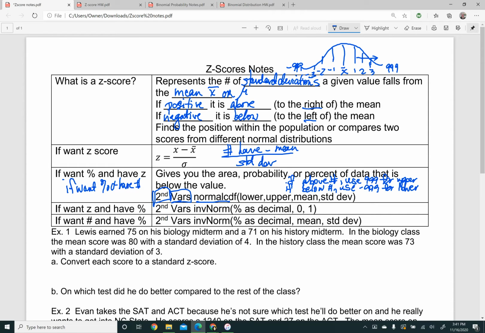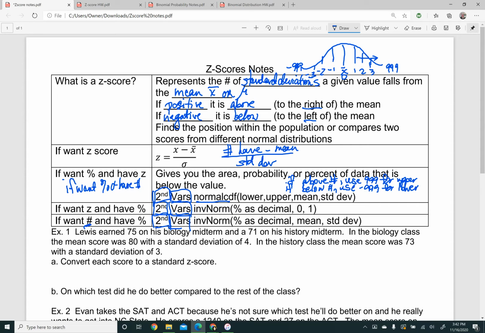Now, if we want the z or we want the number and we have the percentage, this is the opposite of what we've been doing. So we would do second vars, inverse norm, so the inverse, the opposite, and we would put the percent as a decimal in, and then it asks us for the mean and the standard deviation. If we want the actual number, then we put the actual numbers in for mean and standard deviation. If we just want the z, then we put in 0 and 1, because 0 is our mean here, and our standard deviation is 1 here, so that we use 0 and 1 here.